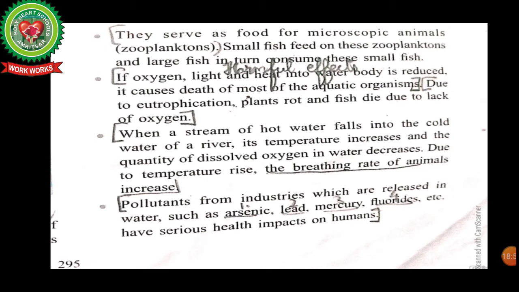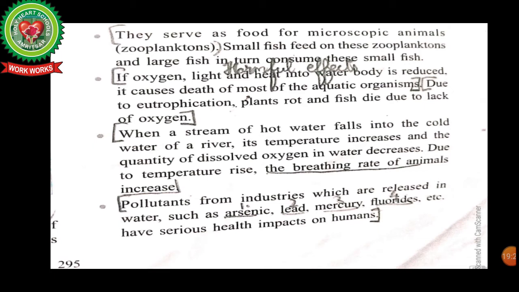If oxygen, light and heat in the water body is reduced, it causes death of most of the aquatic organisms, as oxygen is a must for all living beings to survive. Due to eutrophication, plants rot and fish die due to lack of oxygen. When a stream of hot water falls into the cold water of a river, its temperature increases and the quantity of dissolved oxygen in water decreases. Due to temperature rise, the breathing rate of animals increases.